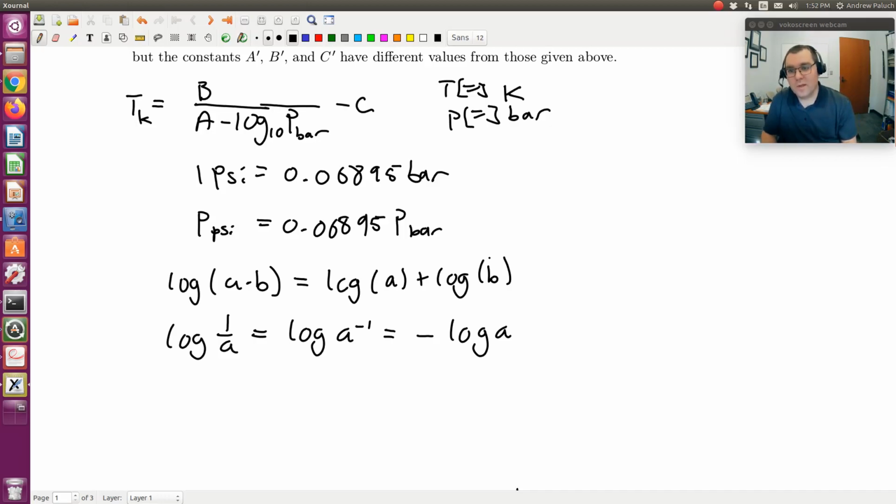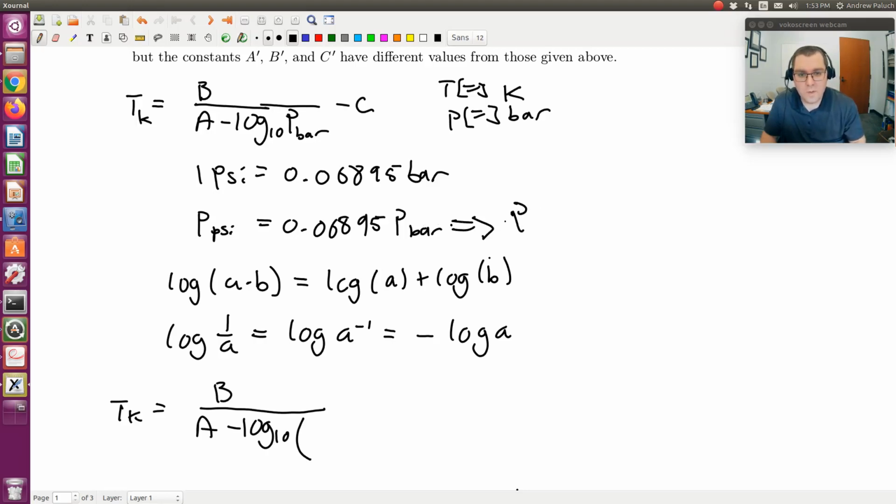So putting it together, starting with our original equation, TK is equal to B divided by A minus log base 10 of P in bars, minus C. I guess I should have taken it a little further. Taking this equation and rearranging, P in bars is equal to 1 divided by 0.06895 times P in PSI. Plugging this into our original equation, I have B over A minus log base 10.